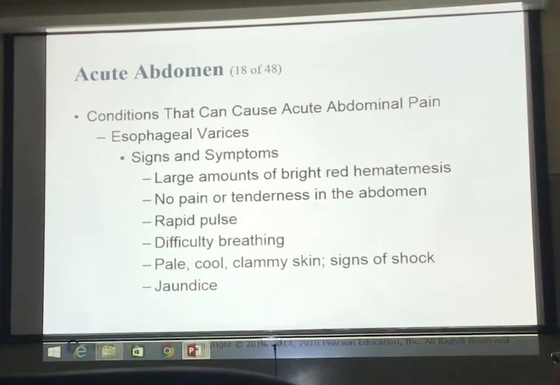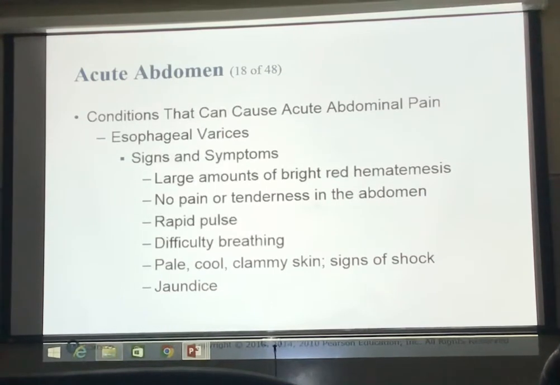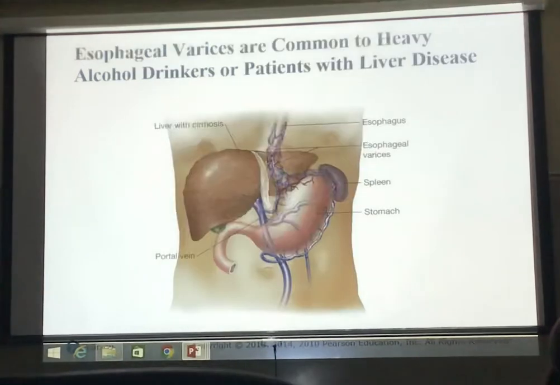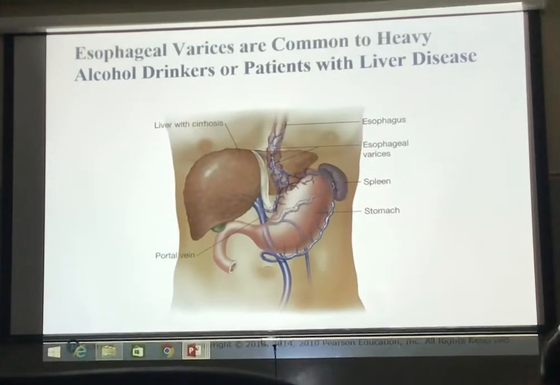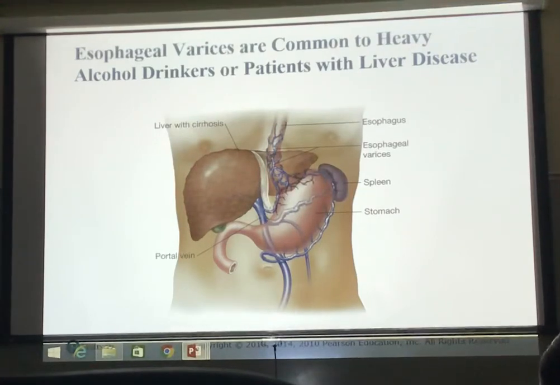Jaundice is yellowing of the skin or the sclera of the eyes from liver disease. Okay? With esophageal varices, they will have large amounts of bright red blood, no pain, rapid pulse, difficulty breathing, pale, cool, clammy skin. Varices are usually identified with painless bleeding in the digestive tract. Bleeding can be profuse and lead to shock.